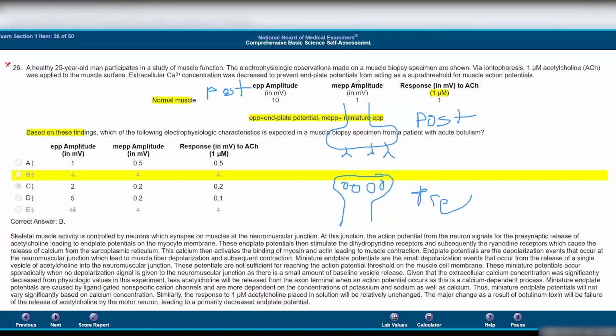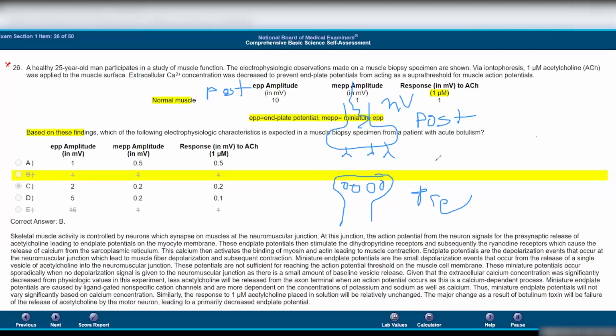Okay. And then we'll talk about this at the very end. And then the response to the acetylcholine is how well it fires from an electrical standpoint, in millivolts, right? So that's also postsynaptic, your response of the nerve to the receptors of acetylcholine. Okay. So now that we know the normal, right?